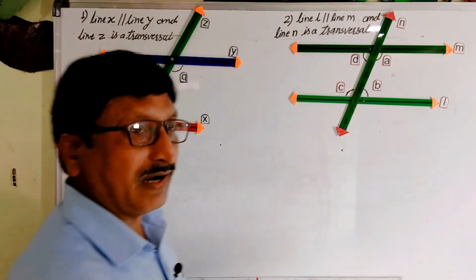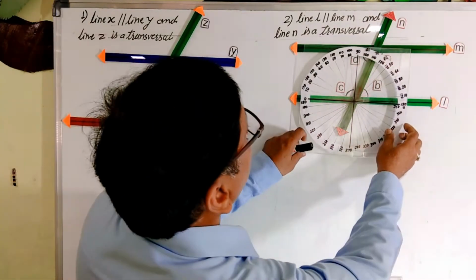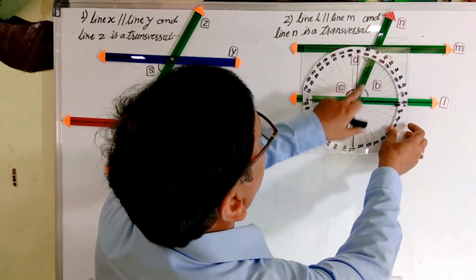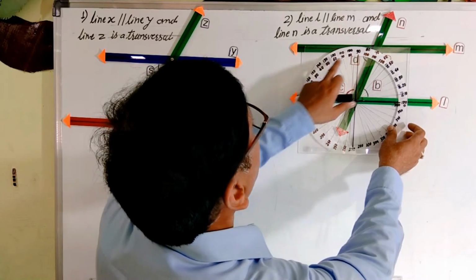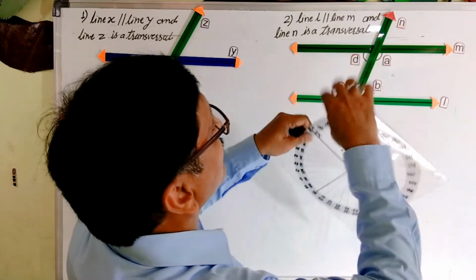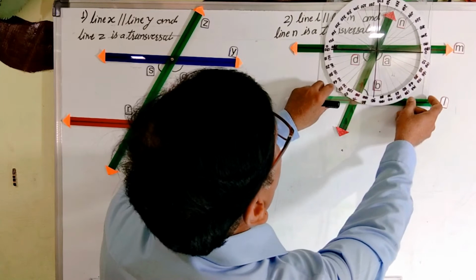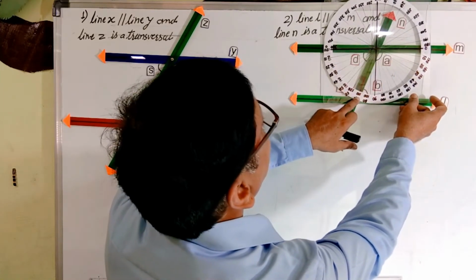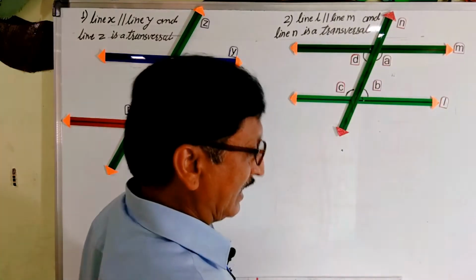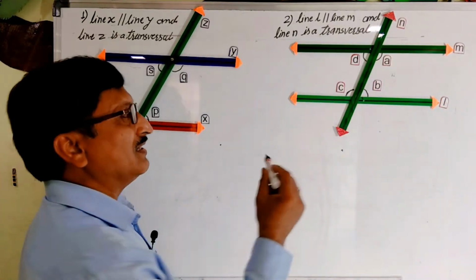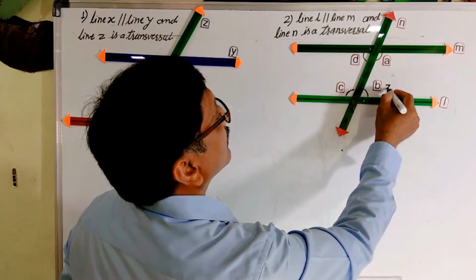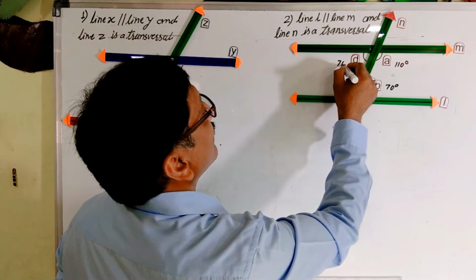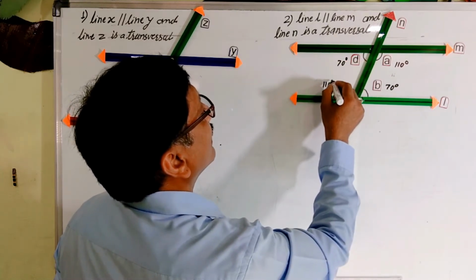First, we have to find the measures of these angles. Suppose angles C and B: this one is 70 degrees and this angle is 110. Similarly, we will measure angles A and D here. This angle A is also 110 degrees and this is 70 degrees. That means we can write the measures of these angles here: angle B is 70 degrees, angle A is 110, this is 70 degrees and this is 110.